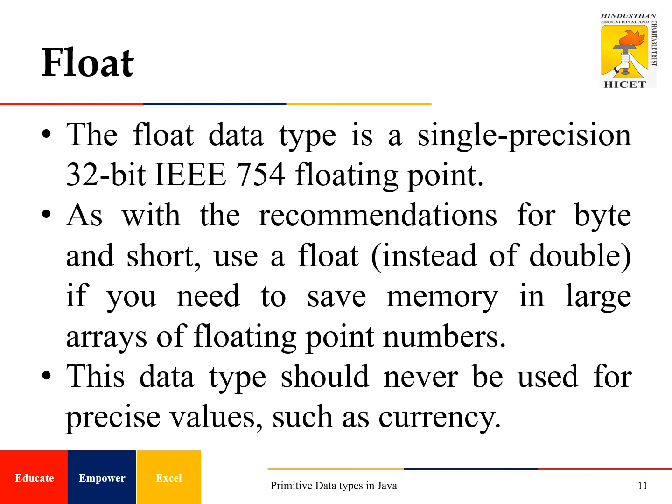The next one is float. In floating point types, we have the float and double. Float holds 32-bit data. Fractional numbers can be stored using floating point data types. Here, if you want to save memory as with byte and short, you can use this float data type. But this particular type is not used for representing currency, the precise values.